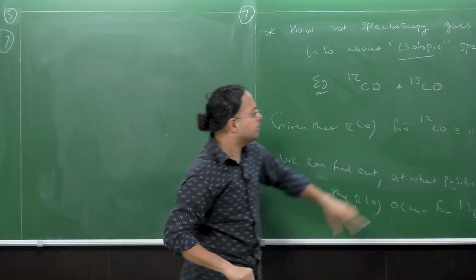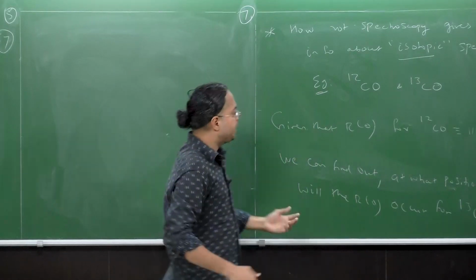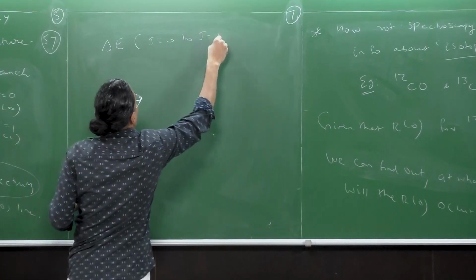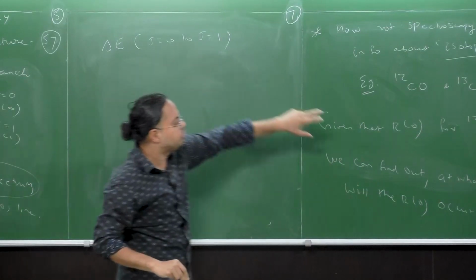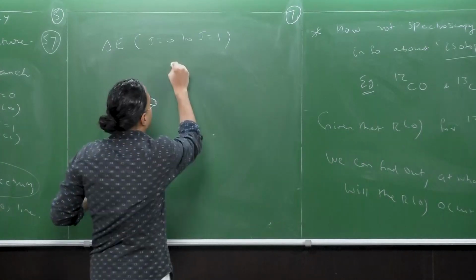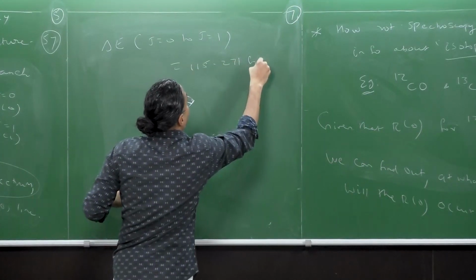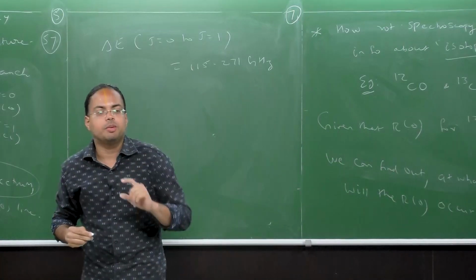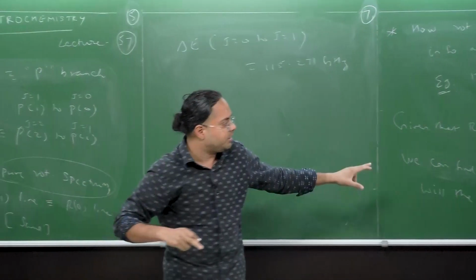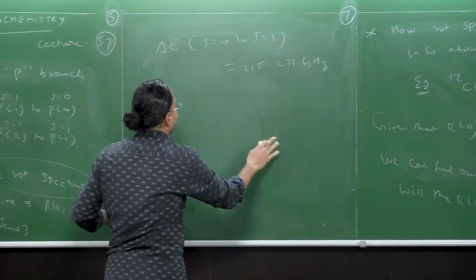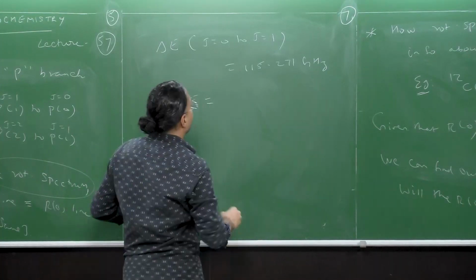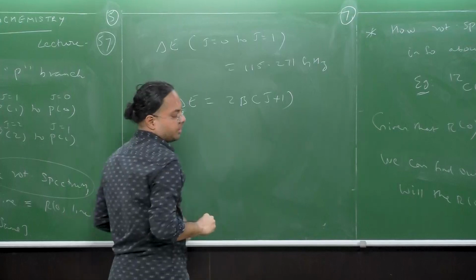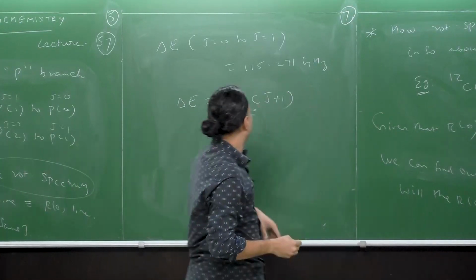Now, what do I mean by the transition occurs at this particular frequency? It tells me that the delta E for J equal to 0 to J equal to 1 is given by 115.271 gigahertz. Remember, we are talking about a positive delta J that corresponds to the R line. Now that we know this, what is the expression for my delta E? We had obtained it in terms of B and the J's. My delta E is given by, if I'm correct, 2B times (J plus 1), correct? So this is what we obtain: 2B times (J plus 1).